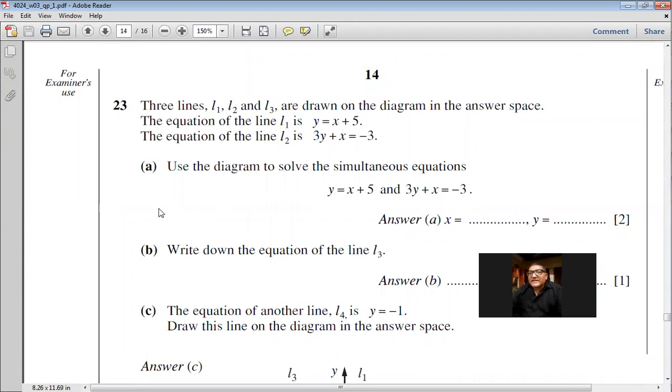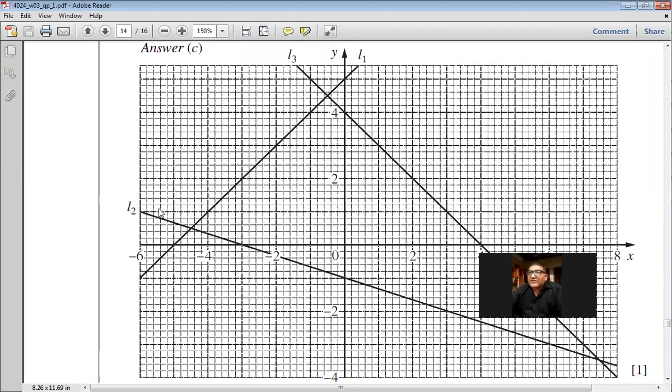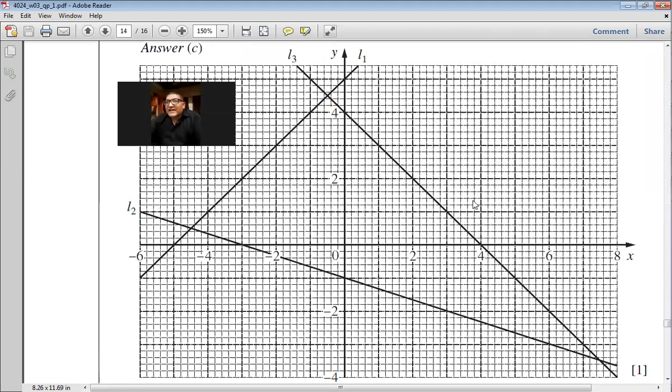He says write down the equation of the line 3. That's the question, this is the B part. So let me go to the graph and have a look at line 3. Okay, so this is line 3, and I want to find out its equation.